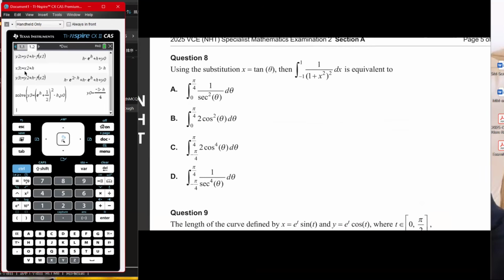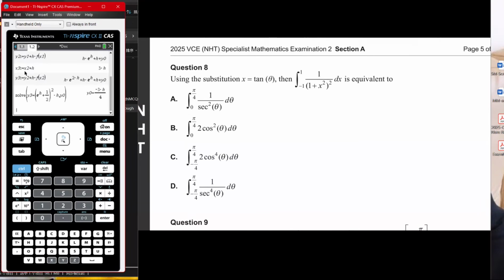Okay, using the substitution x equals tangent theta, the integral from minus 1 to 1 of 1 over (1 plus x squared), whole thing squared, is equivalent to something. So if I have x squared plus 1, that is tangent squared theta plus 1, which is secant squared theta. Now if I take the derivative dx/d theta, that is secant squared theta. So I can just multiply the d theta over there and replace dx.